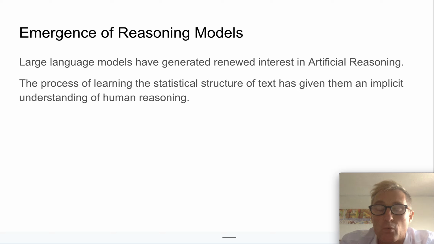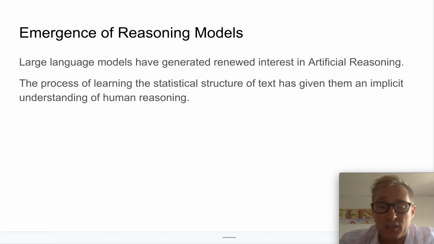seen a re-emergence of discussions of artificial reasoning in artificial intelligence. In large part, this is because of the fact that the large language models, in their process of learning the statistical structure of text, it's given them an implicit understanding of human reasoning, right? So they've learned patterns of how human beings write text to lay out a plan or to make an argument for some particular case.